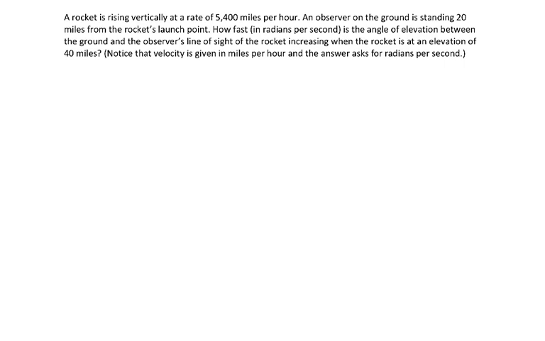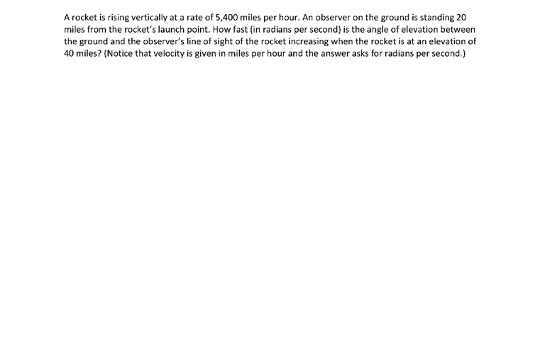A rocket is rising vertically at a rate of 5,400 miles per hour. An observer on the ground is standing 20 miles from the rocket's launch point. How fast, in radians per second, is the angle of elevation between the ground and the observer's line of sight of the rocket increasing when the rocket is at an elevation of 40 miles?